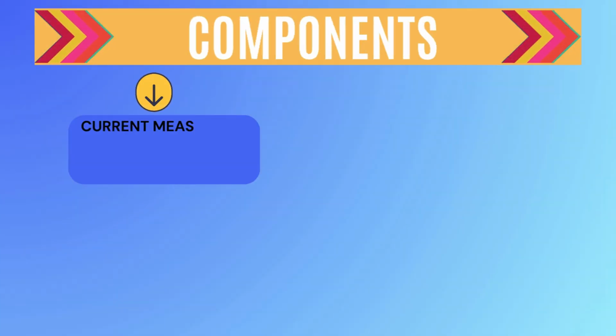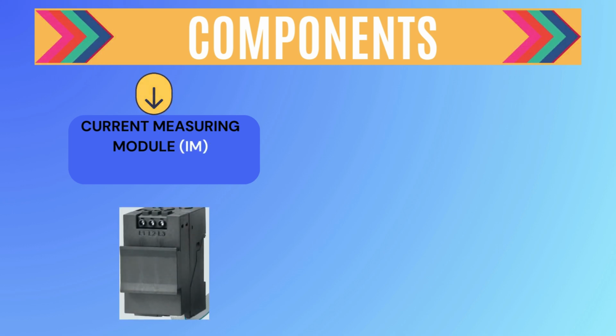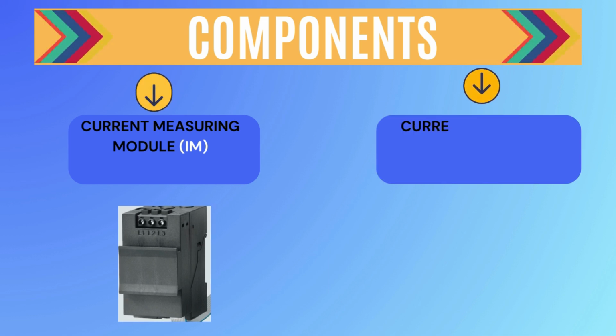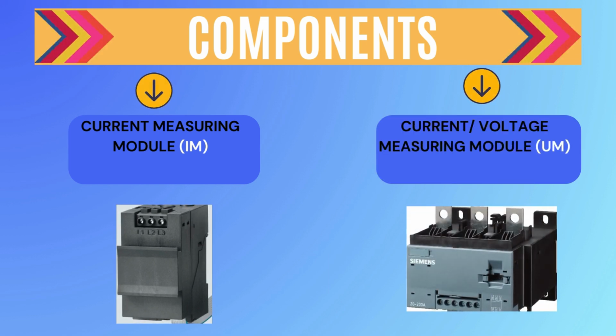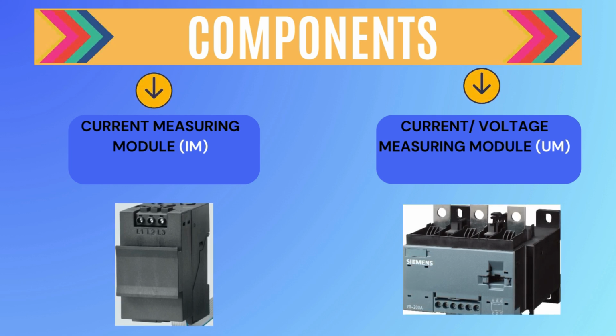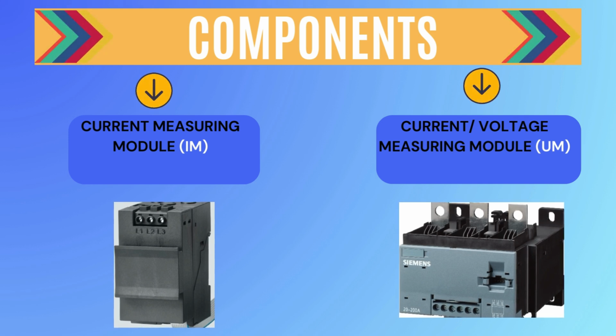Current measuring module. This module measures current through a whole or busbar connecting system, measuring current from 0.3 ampere to 850 amperes. Current/voltage measuring module UM. This module measures current and voltage through a whole or busbar connecting system. Additionally, voltage measurement, power measurement, power factor measurement, phase sequence measurement.